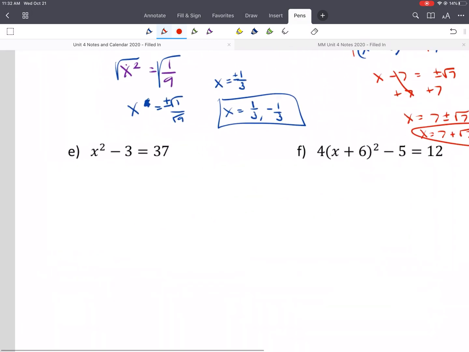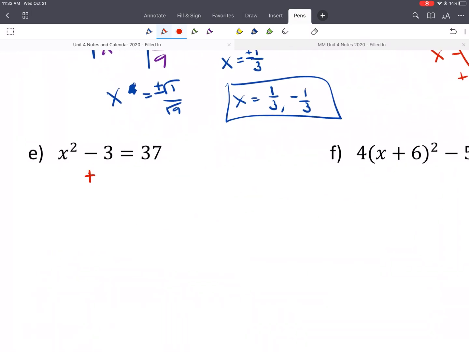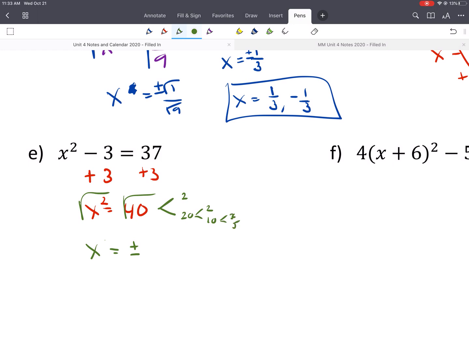All right, what else do we got here for us? So we'll add 3 to both sides. We'll get x squared is equal to 40. We'll square root. So we get x is equal to plus or minus, and then we'll do our factor tree. So we could do 2 and 20, 2 and 10, 2 and 5. So we have a group of 2, so 2 square roots of 10. So our solution is going to be 2 square roots of 10 and negative 2 square roots of 10.